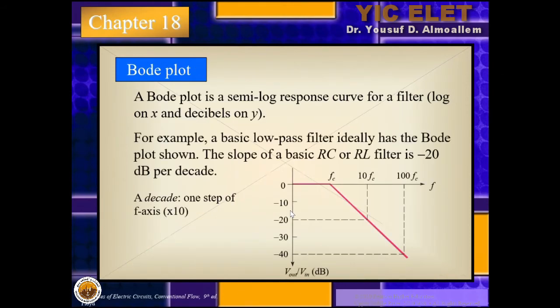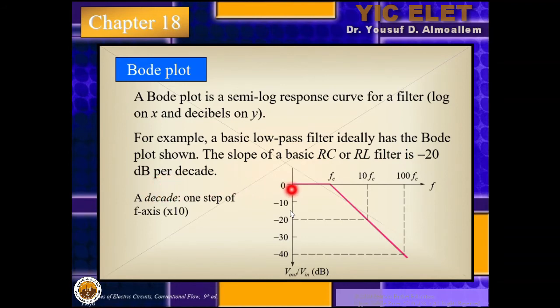So the Bode plot. Now we reach the thing that we need to explain, the purpose of this section. The Bode plot is a semi-log plot. We are emphasizing it is a semi-log. So one axis will be logarithmic, which is frequency, and the other axis will be linear, which is the value of that system response. For a filter, it is log on x and decibel linear on y. For example, a basic low-pass filter ideally has a Bode plot as shown over here. The slope of the basic RC or RL filter is minus 20 dB per decade.